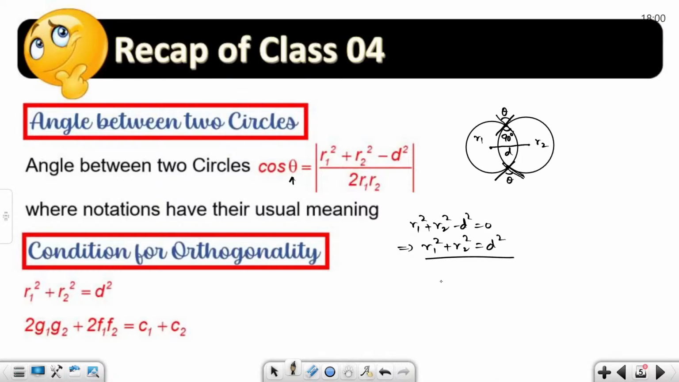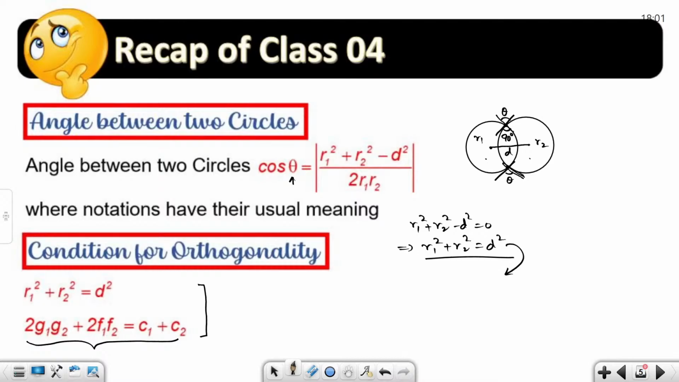Okay. Now when the equations of two circles are given to you, simply by expanding this formula, we will get the relation between the two circles when they intersect each other orthogonally, which is this one: 2 times G1 G2 plus 2 times F1 F2 equals C1 plus C2. So both the formulae we have to remember. These are the things that we have covered in our previous class.